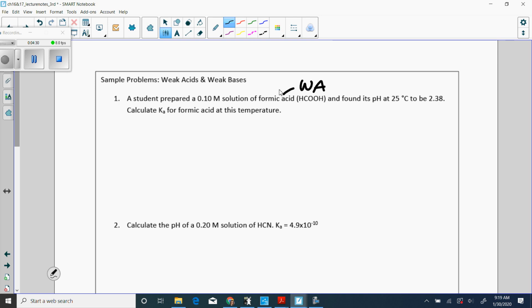It's found to have a pH at 25 degrees Celsius. It's going to tell us that because the K changes if temperature changes. If it's 25, it's standard. To be 2.38, we're going to calculate Ka at this temperature. So I'm always going to start any of my problems by writing my balanced equation.